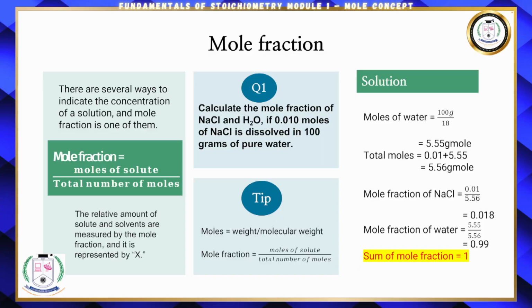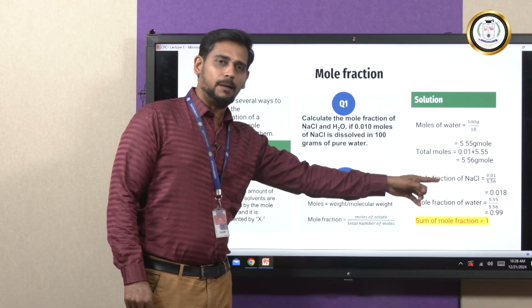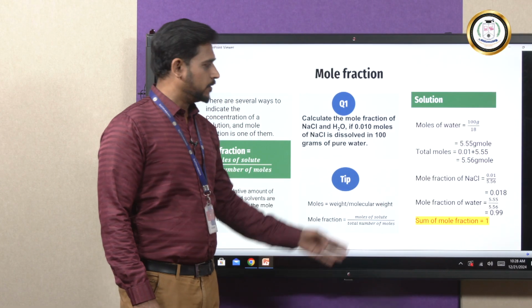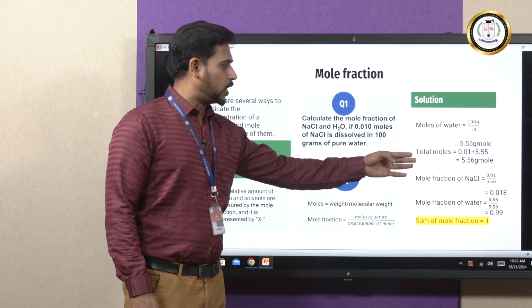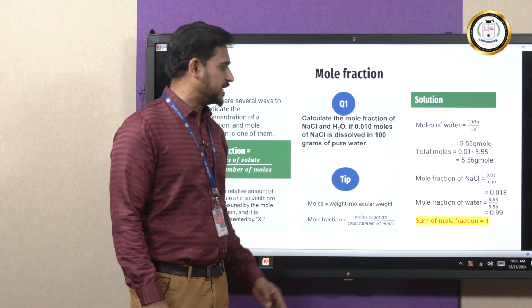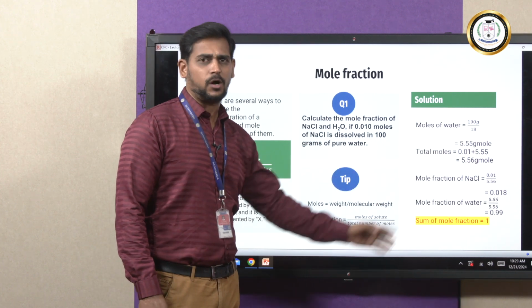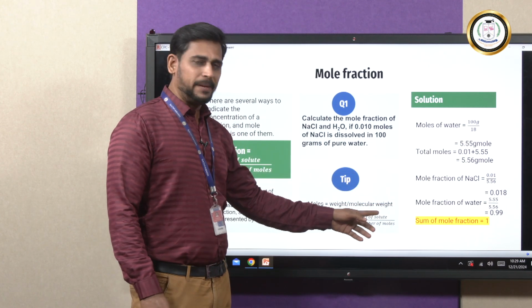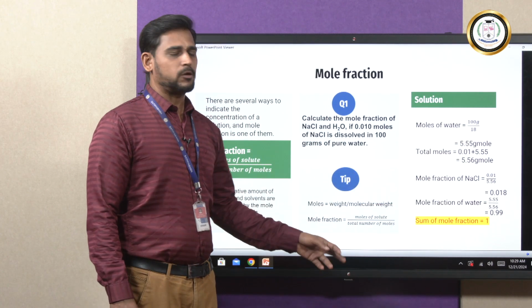So the mole fraction of water is 5.55 gram moles of water divided by 5.56 gram moles of total moles, which is equal to 0.99. When we check the mole fraction of NaCl and the mole fraction of water, they are 0.018 and 0.99. That means the sum of the mole fractions is equal to 1.